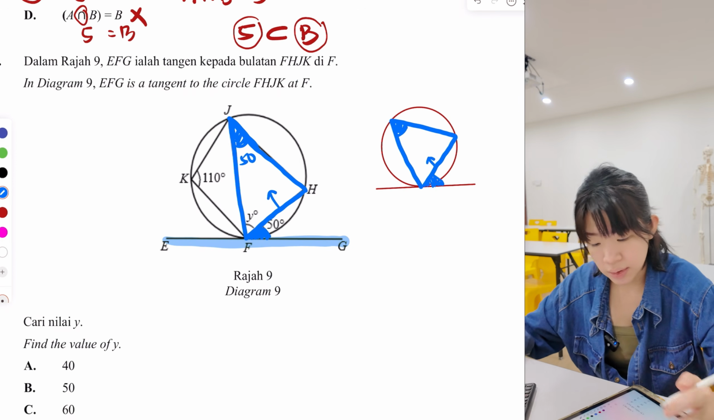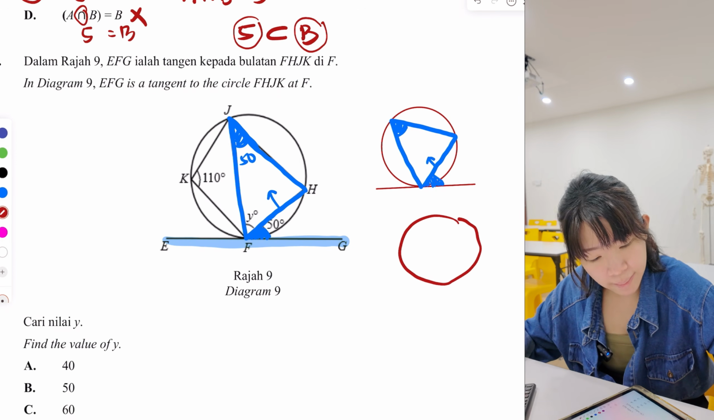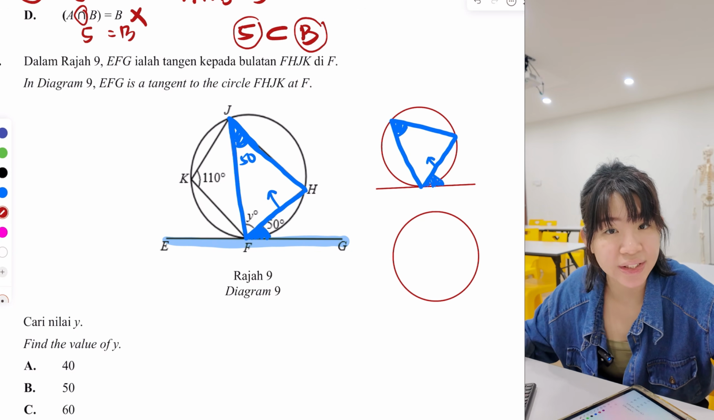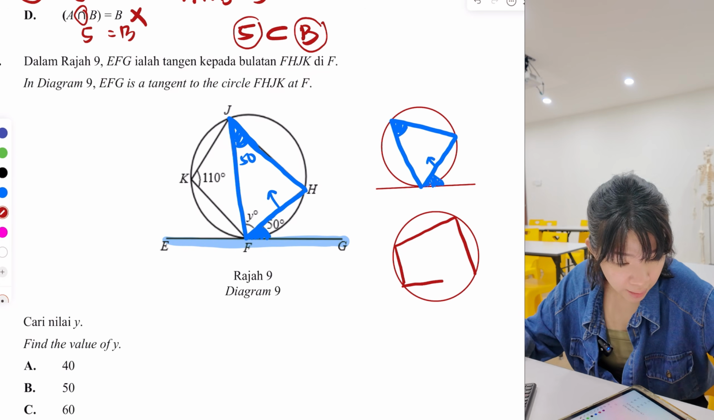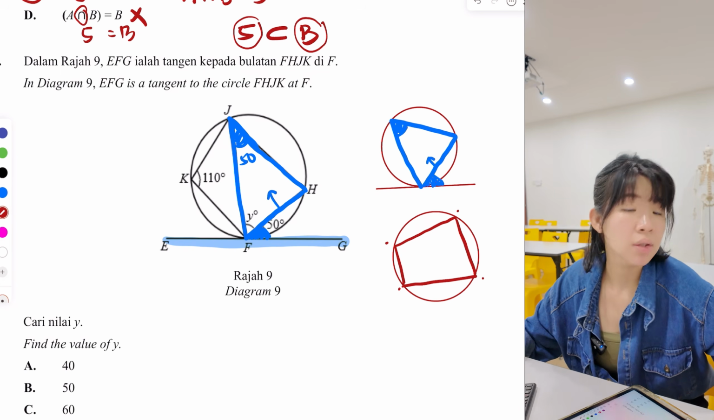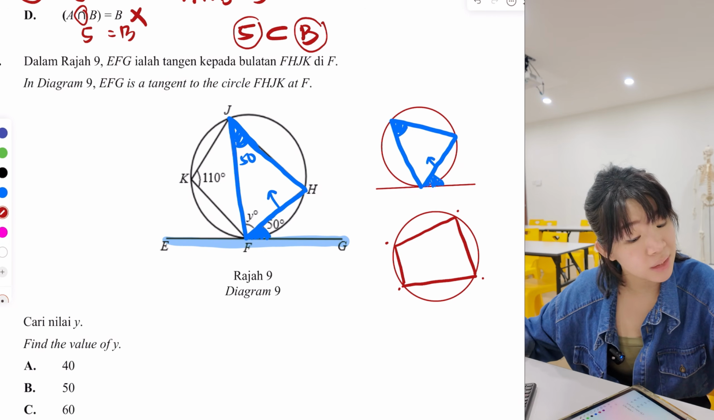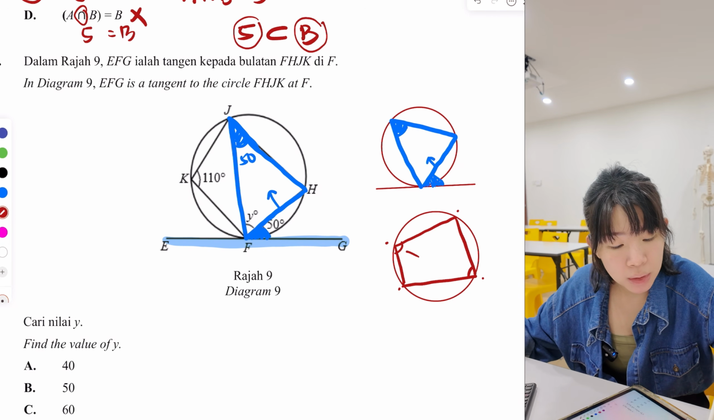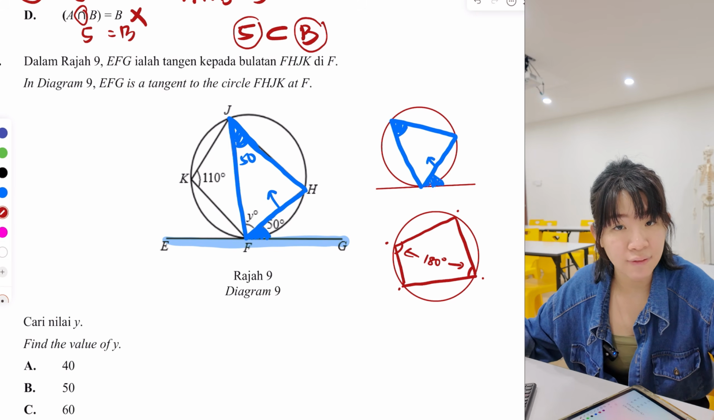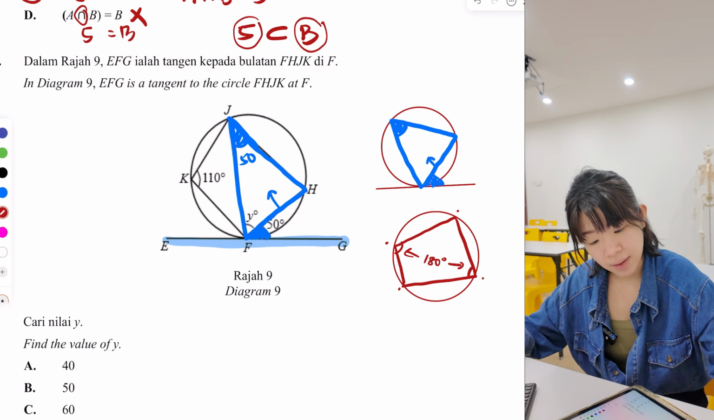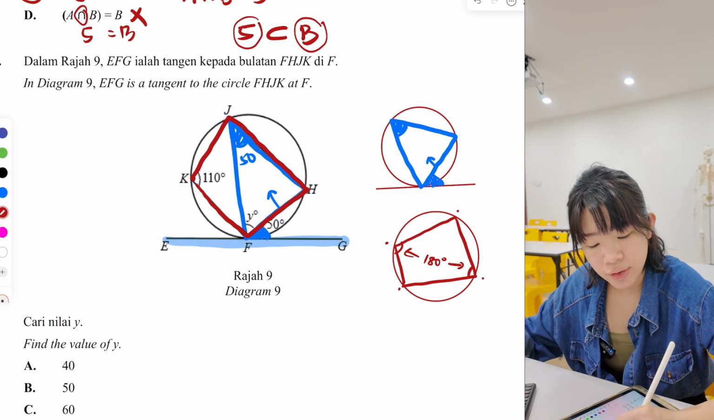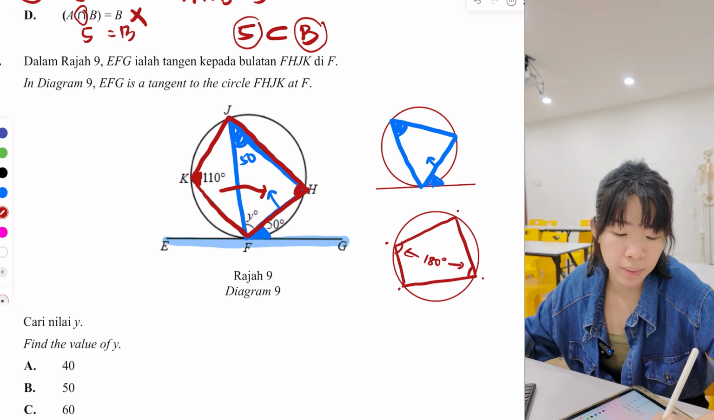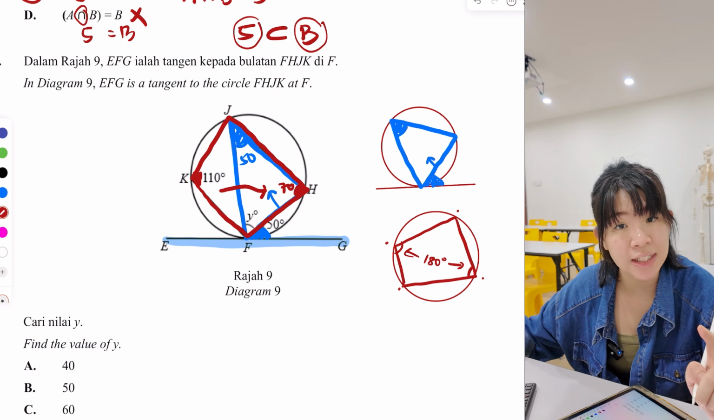Now, the second rule needed in this question: do you still remember what a cyclic quadrilateral is? In a circle, a quadrilateral has 4 sides, and the 4 points must touch the circle, so we call it a cyclic quadrilateral. What's the rule? Opposite angles total up to 180. Here we found a cyclic quadrilateral. This one is 110, which means the opposite one will be 70. The total must be 180, correct?